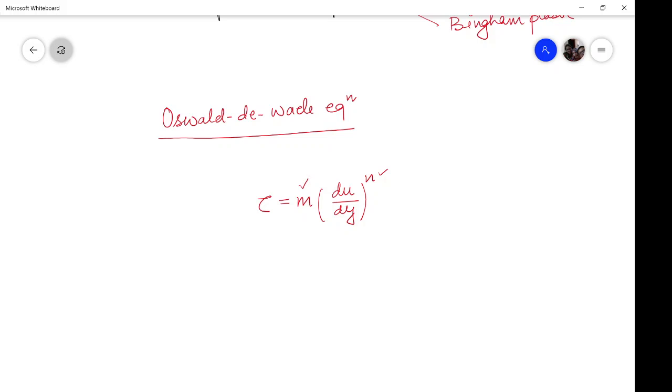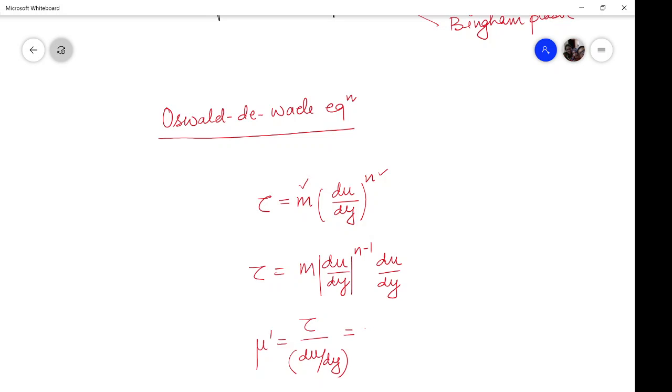So some people also try to write this thing in terms of viscosity. So what they do is they write this equation like this. So this becomes the definition of viscosity for non-Newtonian fluid. But remember, for non-Newtonian fluid, this is not a property. And this viscosity is no more called as viscosity.